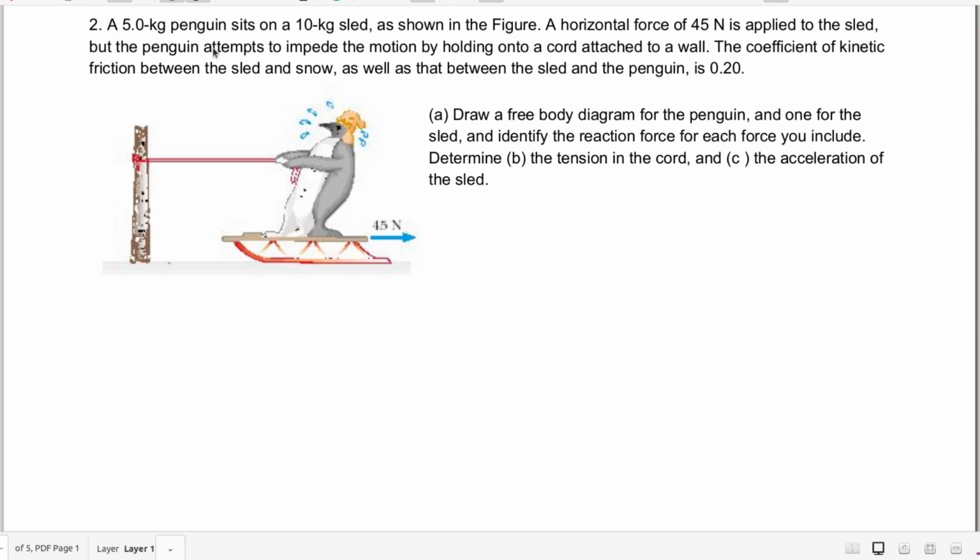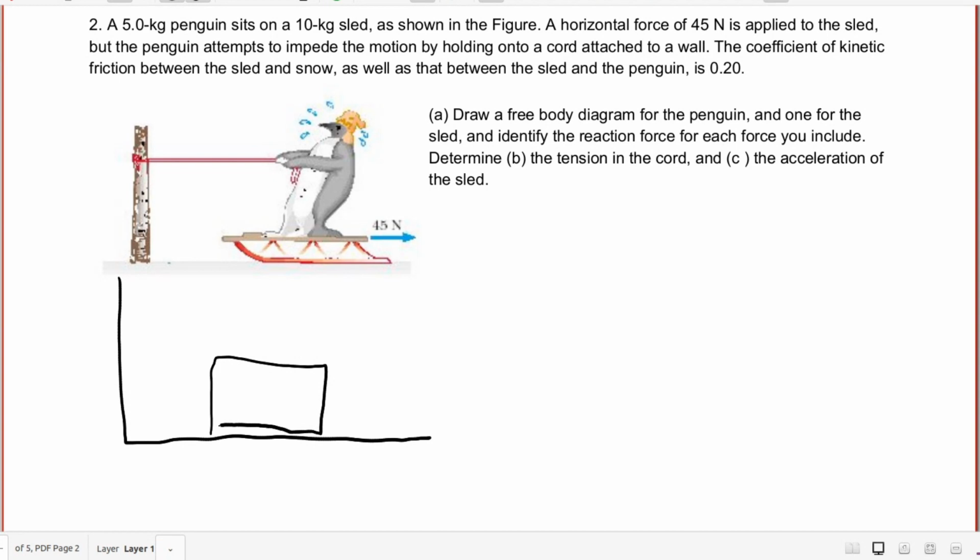Here we have a 5 kilogram penguin sitting on a 10 kilogram sled. I like to redraw this and remind myself that, while we might think of forces as some really active thing exerted by an agent on an inanimate object, all of these objects take part in forces, which are relationships between two objects. A force is always a relationship, a two-way street.